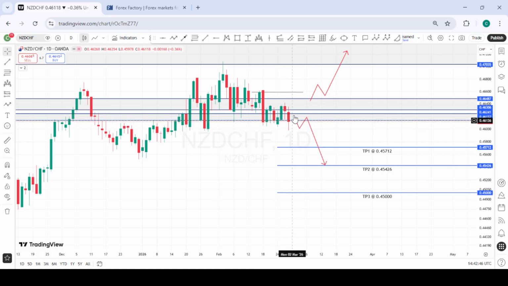So we just have to look for a reaction from this structure, a reaction from this area of interest, or wait for a daily candle closure below this zone, count for a retest, and look for selling opportunities to the downside for NZDCHF.